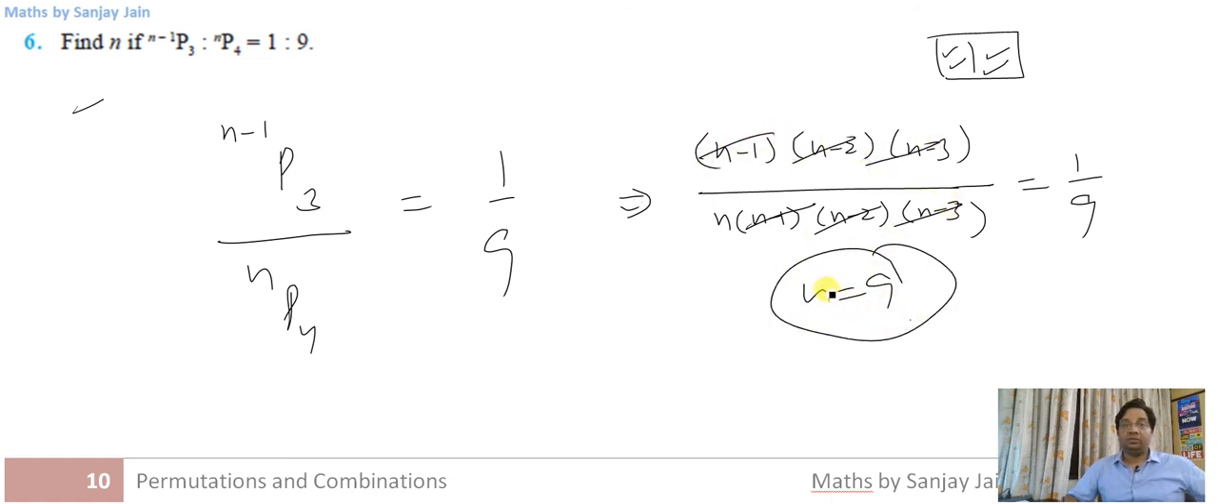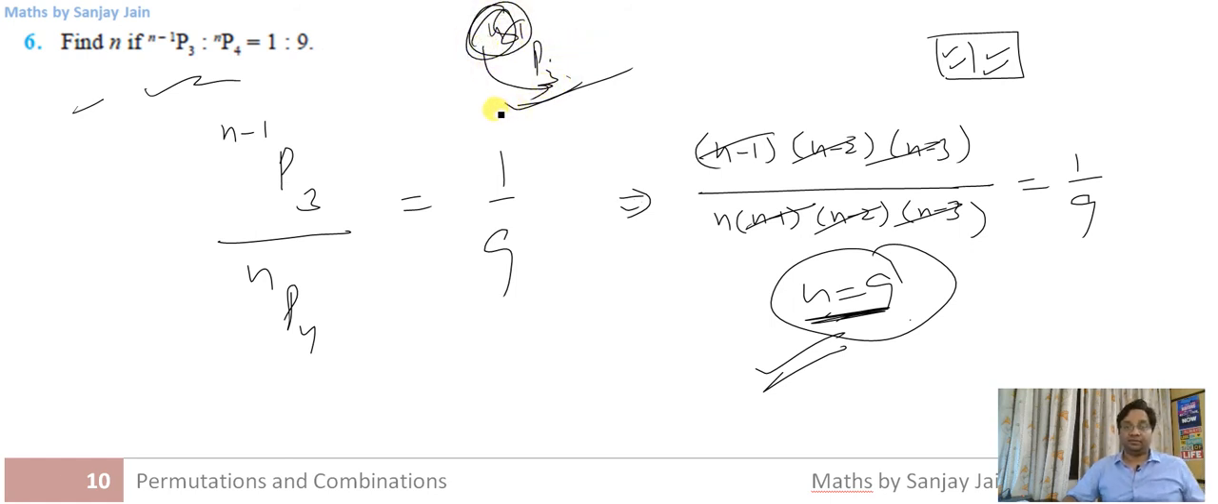Now we need to check whether this is a valid result as per our question or not. So if I place n here, (n minus 1)P3, it is a valid expression because this will be 8P3, right? So this number here should be greater than or equal to this. So here also it is okay. So n equal to 9 is a valid answer.